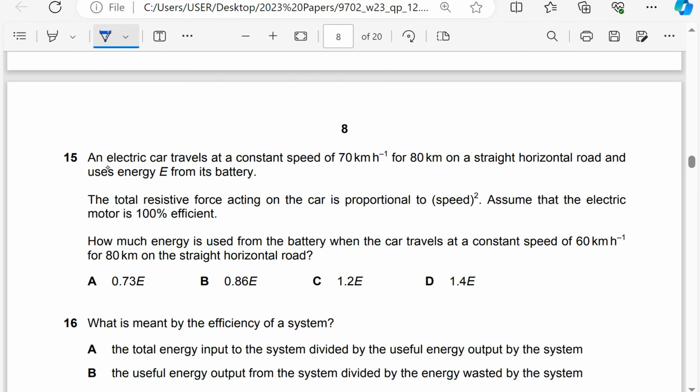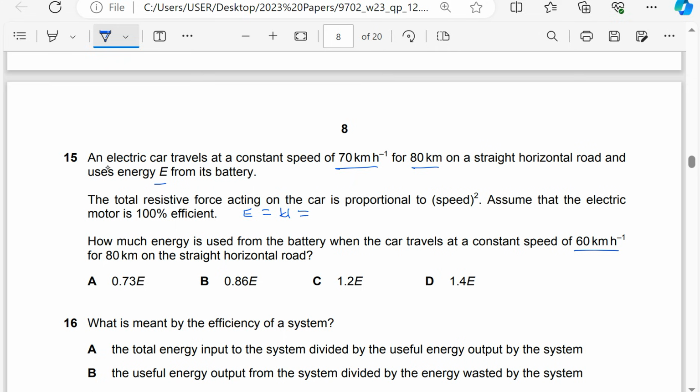An electric car travels at a constant speed of 70 kilometers per hour for 80 kilometers on a straight horizontal road and uses energy E from its battery. The total resistive force acting on the car is proportional to speed squared. Assume that the electric motor is 100% efficient. How much energy is used from the battery when the car travels at a constant speed of 60 kilometers per hour? Okay, so we know that the energy in this case is going to be equal to the work done.